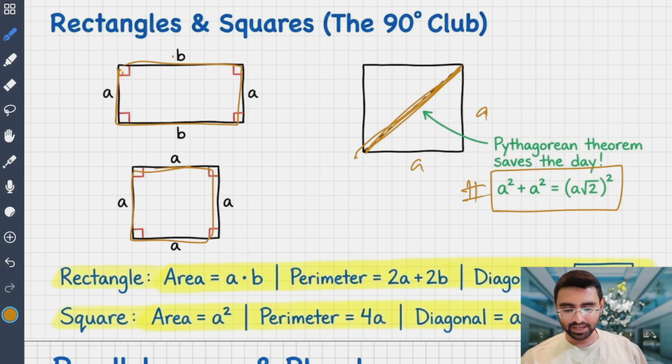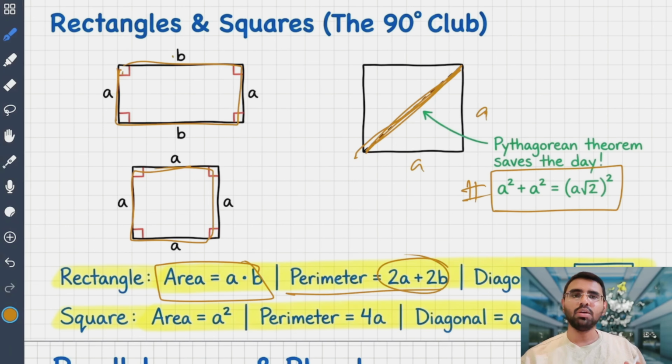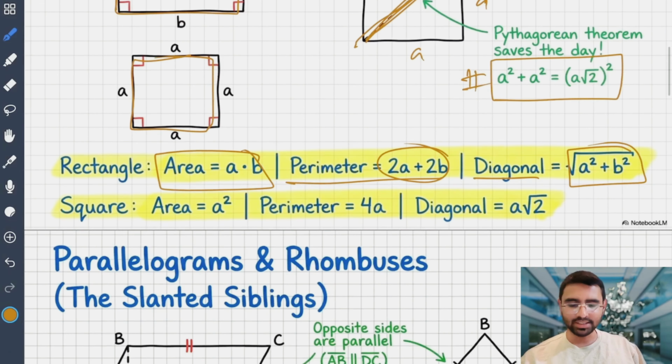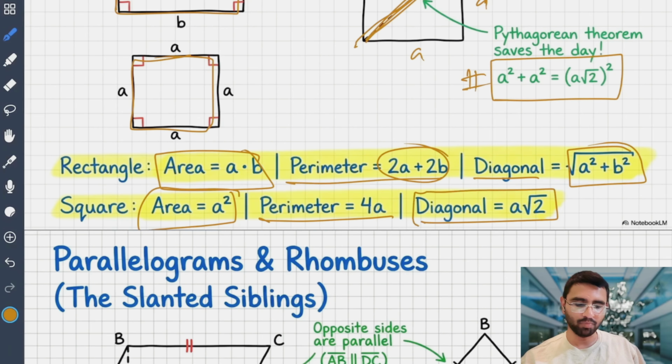So the rectangle area is A into B. Perimeter is 2A plus 2B, because two sides are equal, and the diagonal is root A square plus B square. Talking about the square, the area is A square, perimeter is 4A, and the diagonal is A root 2.